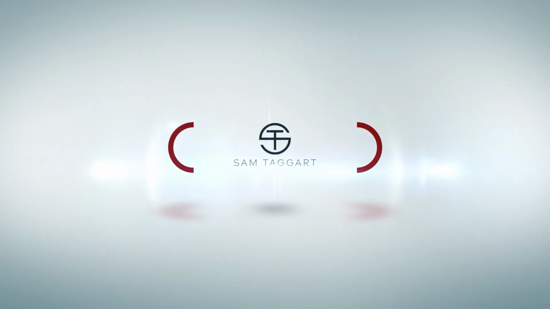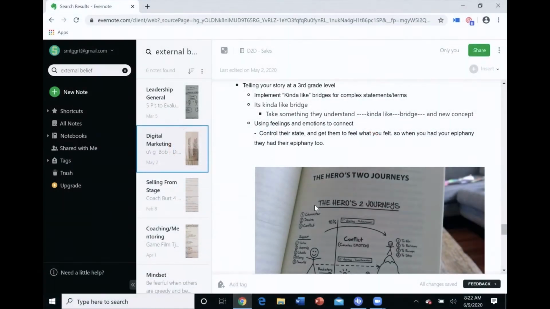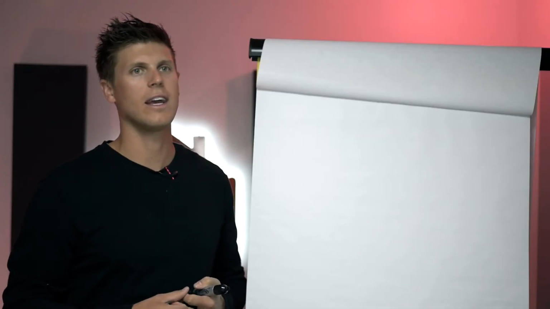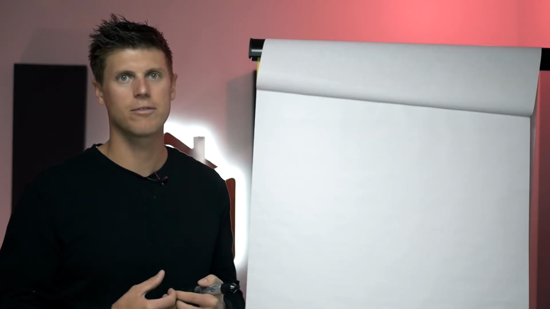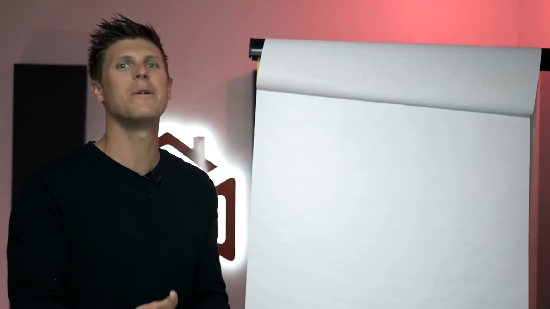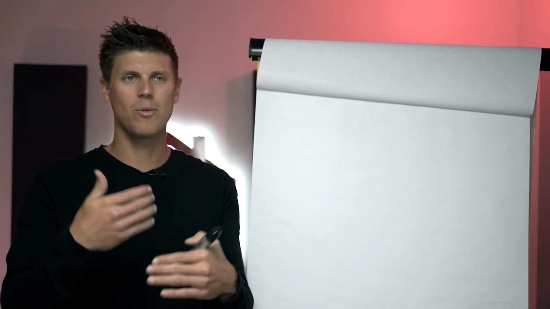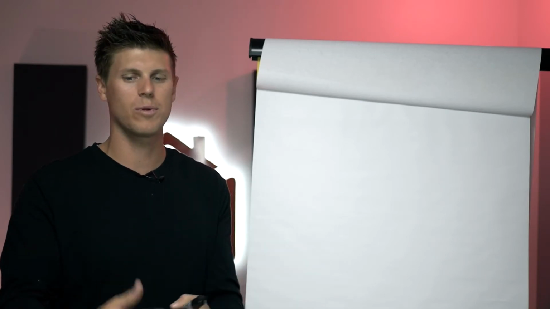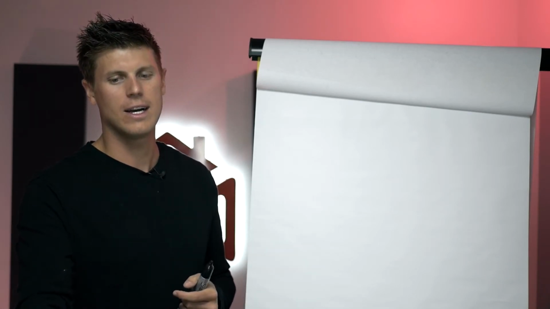So a couple of tips on telling the story. We've always got to tell it at a third grade level. We've got to implement what we call kind of like bridges. So it's kind of like this: you know when you're in second grade and the bully comes to the four square court and he just starts, you know, or whatever. And then they're like, yeah, that makes sense. And throughout your story, you can use these, what we call bridges.